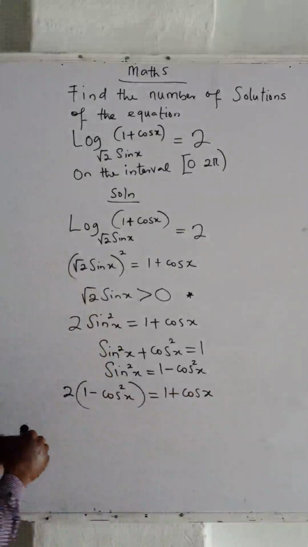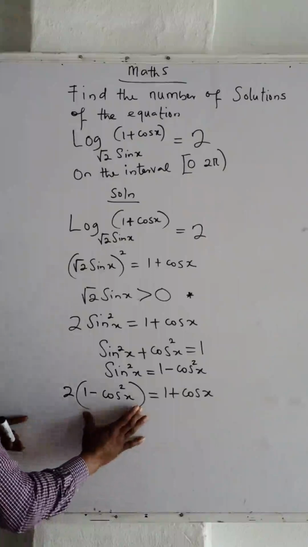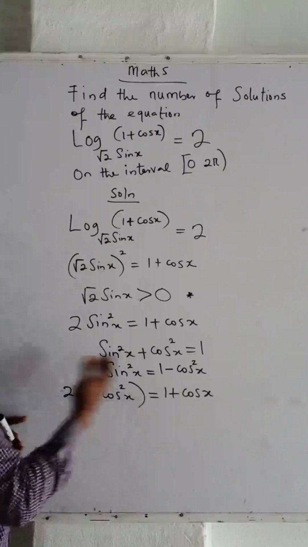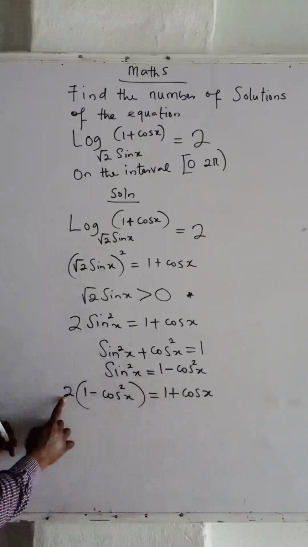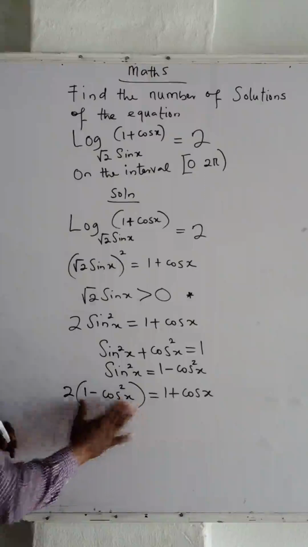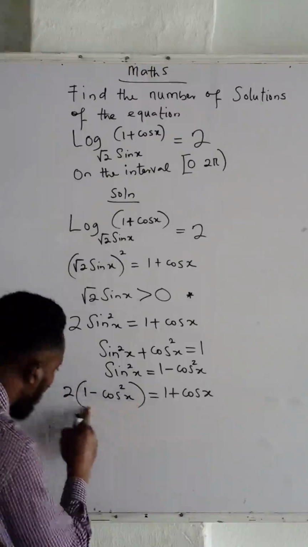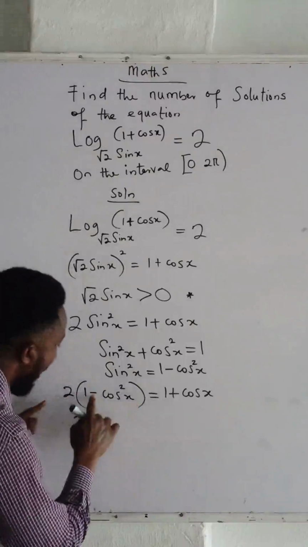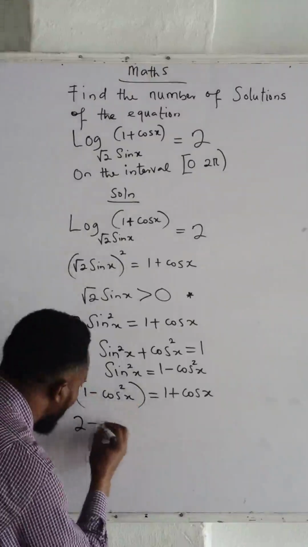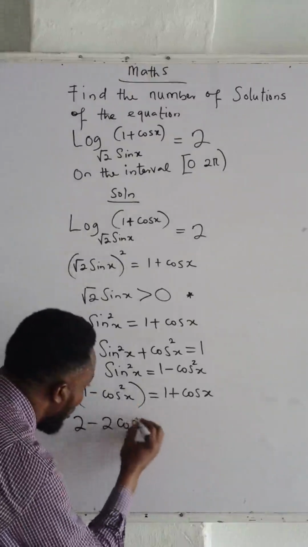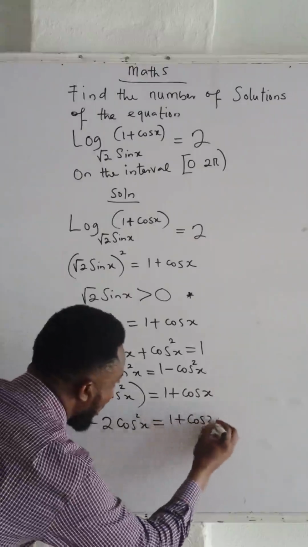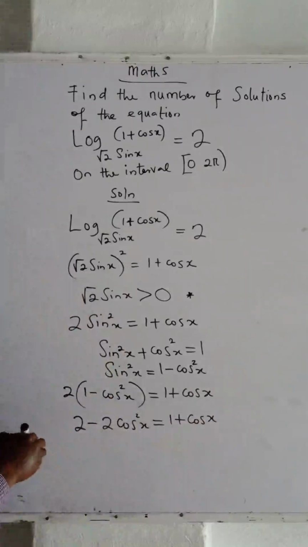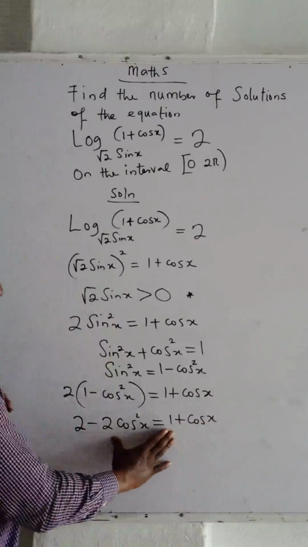The next thing we shall do at this level is to distribute. You may call it expansion, but the actual mathematical term is distribution. So we use 2 to distribute over the two terms in the parentheses. 2 multiplied by 1 is 2. 2 multiplied by negative cos squared x is negative 2 cos squared x, equal to 1 plus cos x. Here we have a quadratic equation.